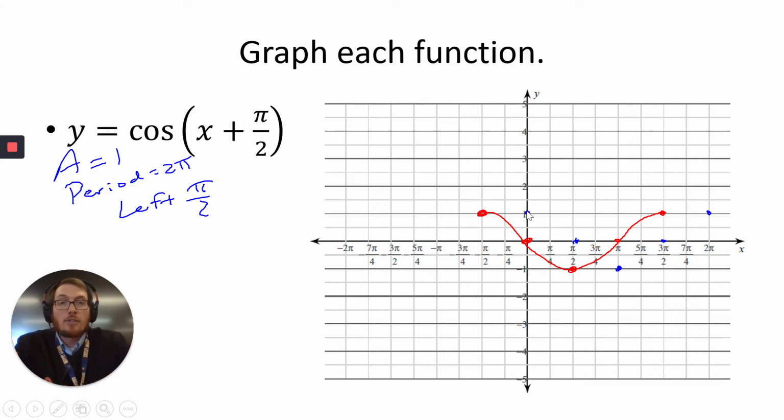A regular cosine graph would start up here at 1, and I move all the points over to the left pi over 2. So it's just picked up and moved over a little bit in order to figure out what that cosine graph would look like.